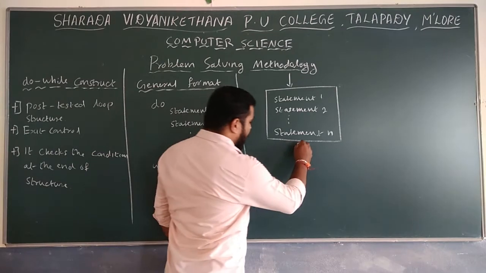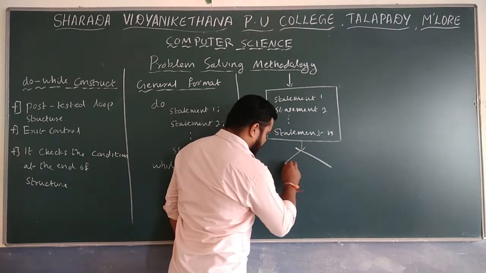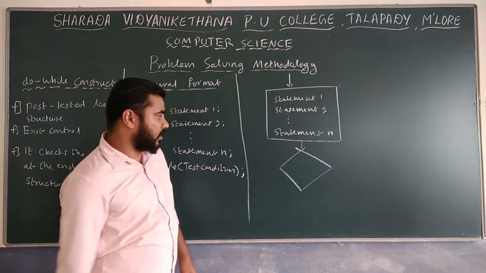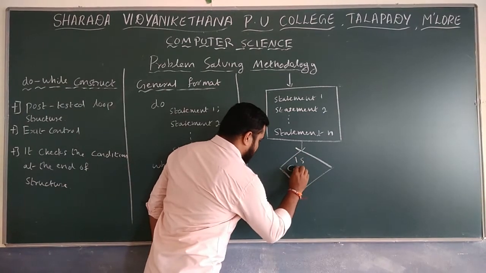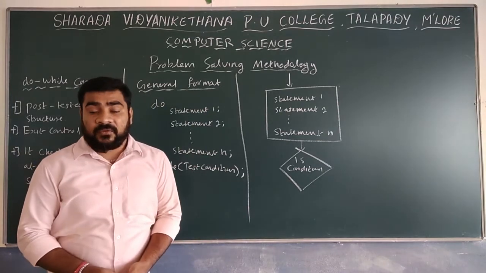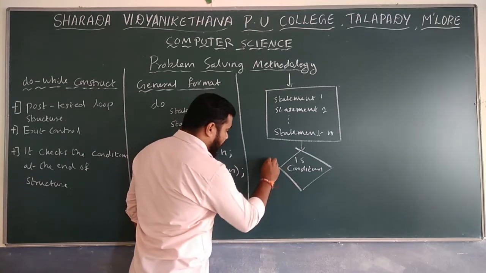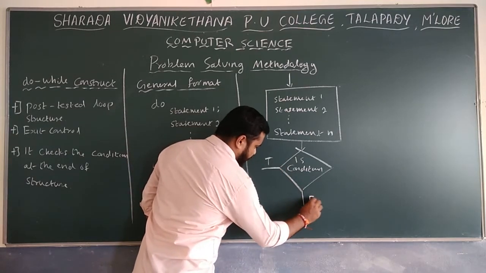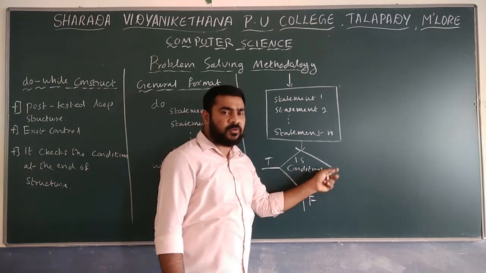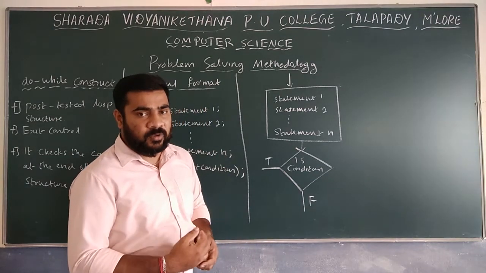After executing the statements, the control is going to check the test condition. So the test condition is a condition; we check the condition. Whenever we check the condition, we will get either true or false. I write true here and false here. You can take true or false on either side, but we should get one true and one false.